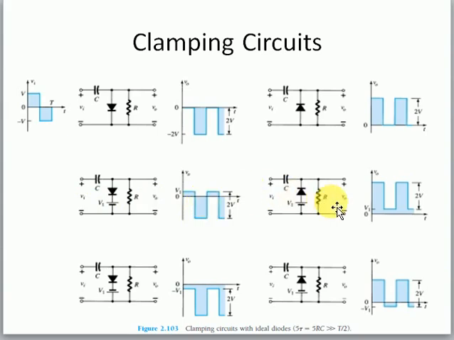Now in this case, when the polarity of this diode is changed, then during the positive cycle the diode is reverse biased, so we will get the value of 2V here. And during the negative cycle we will start our analysis here, then we will get the value of V1 here.